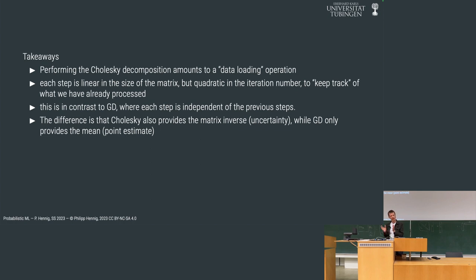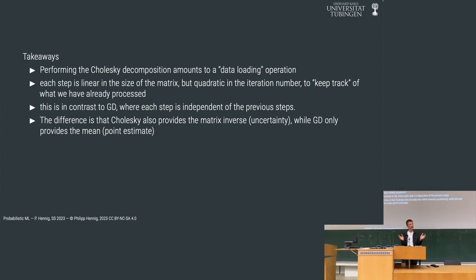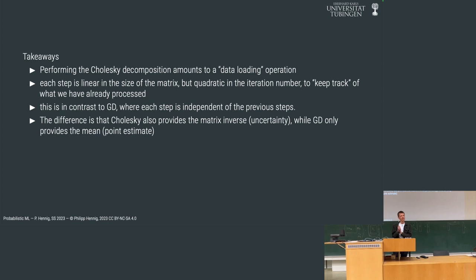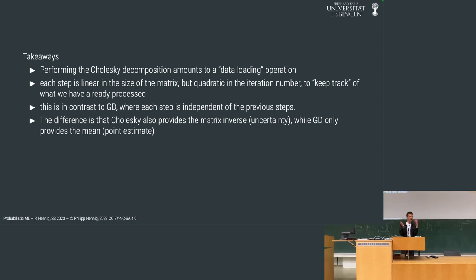That's why the entire operation is not O(n), but each step is O(n²), so that the overall thing is O(n³), because we have to keep track of all the stuff we've loaded so far. Actually, each step is O(i²n), but if i goes to n, then i and n are the same, and it's still n cubed.